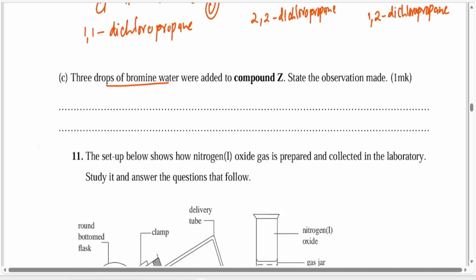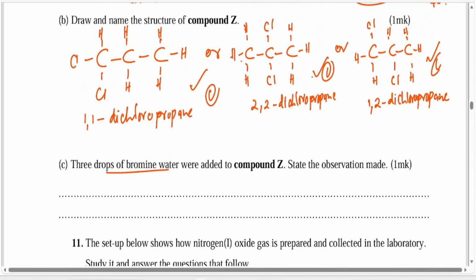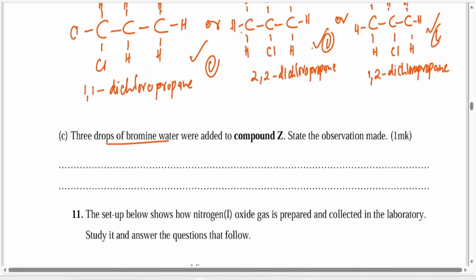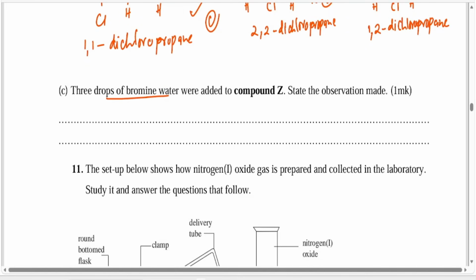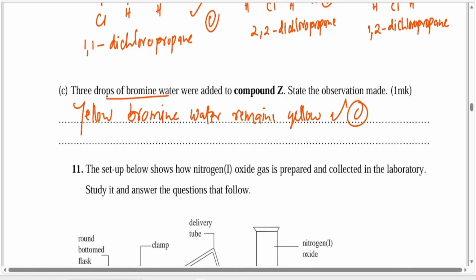And because our compound Z does not have either of the two, does not have a double bond or a triple bond, we don't expect any significant change. So the yellow bromine water will remain yellow. So here we say yellow bromine water remains yellow. That gives you 1 mark.